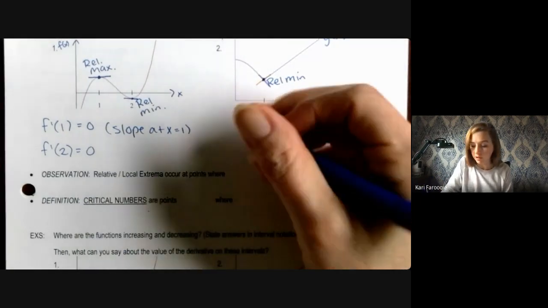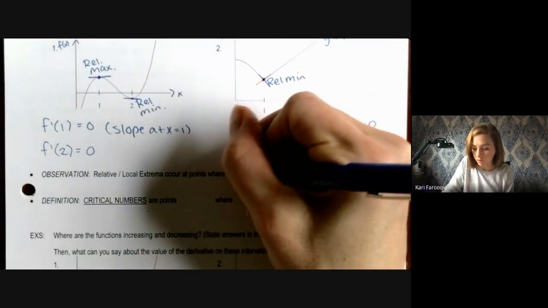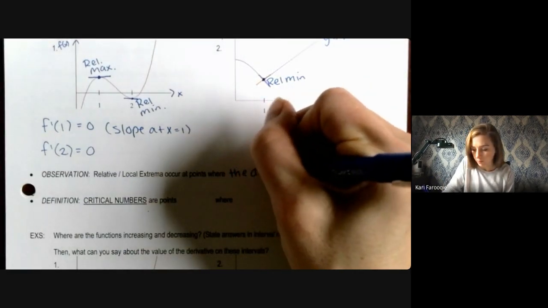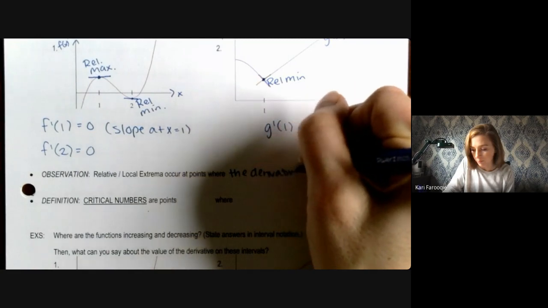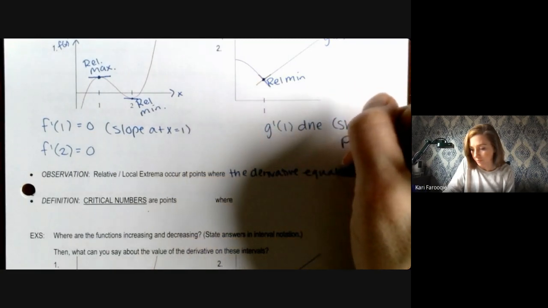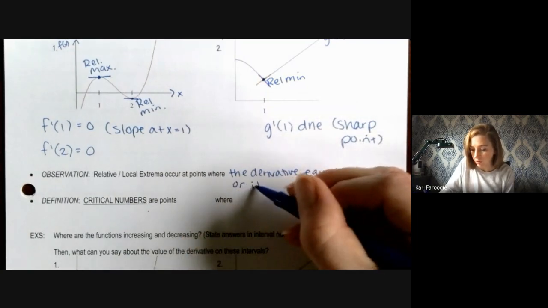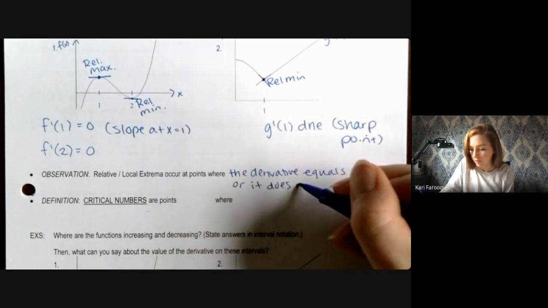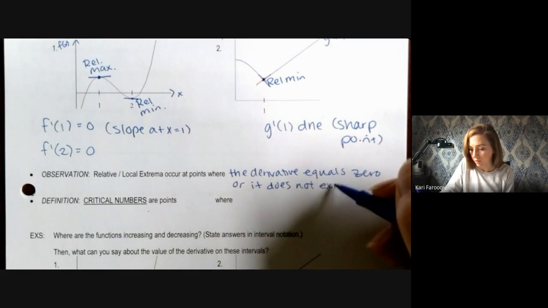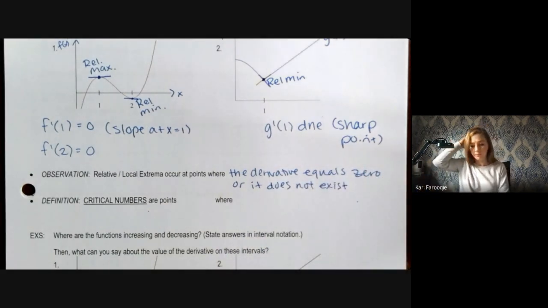They occur at points where the derivative equals 0, or it does not exist. Okay, so that's sort of the takeaway from looking at these graphs.